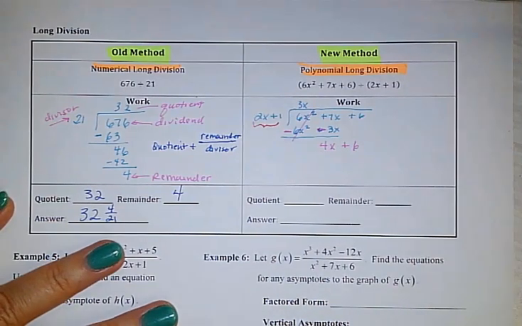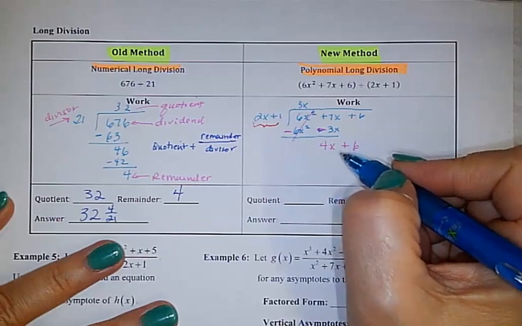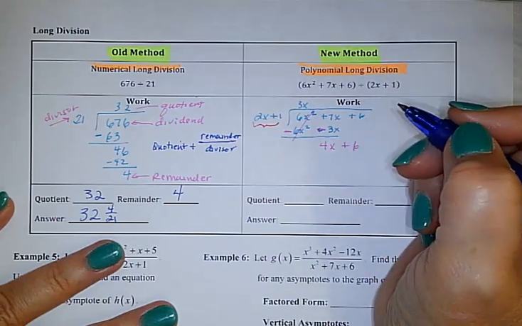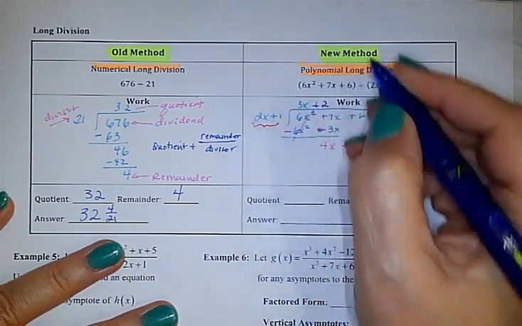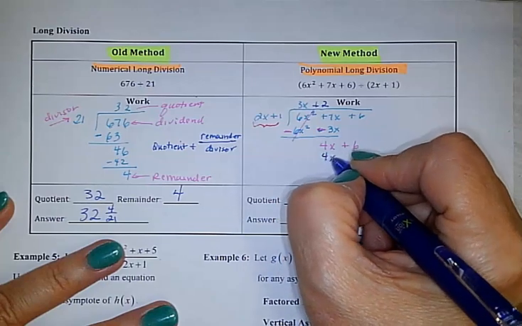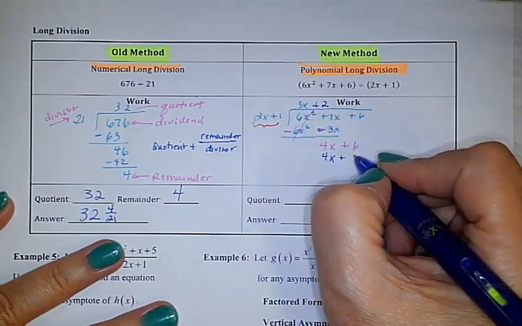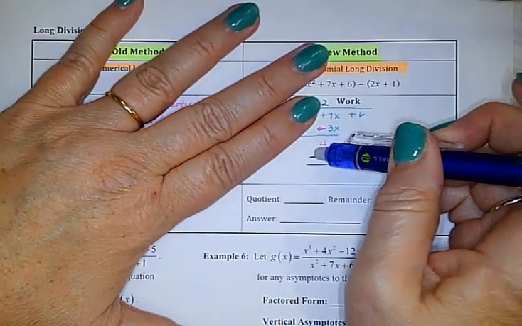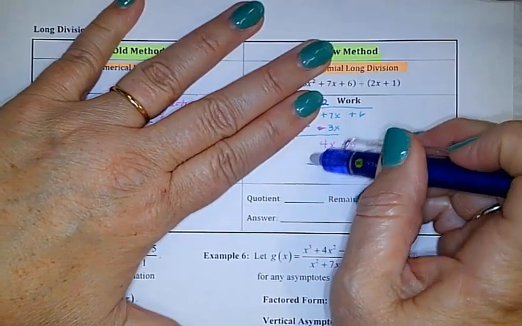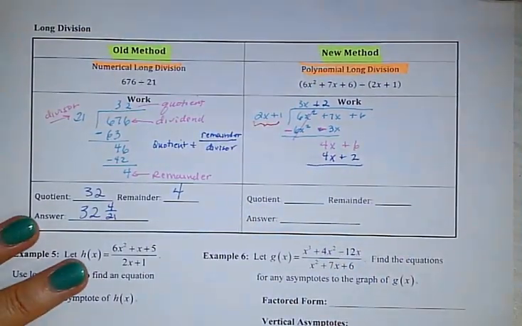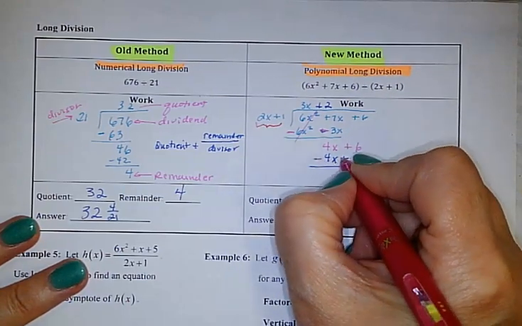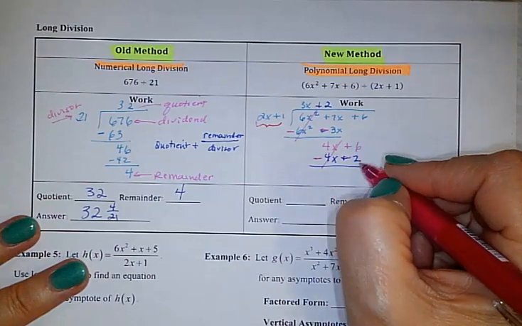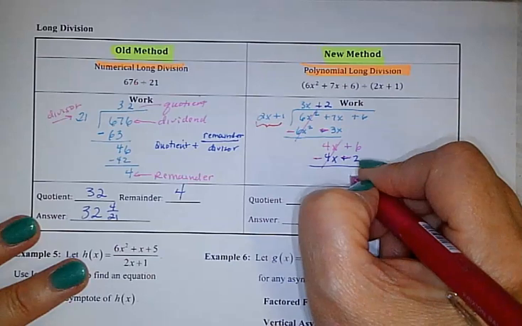So then I do it again. What times 2x gives me 4x? That's going to give me 2. Then I do 2 times 2x, which gives me 4x, and 2 times 1, which gives me 2. When I subtract that row, I have to change all the signs. So let me do that with a color so you can see that a little bit better. We'll do a negative here, and we'll change the sign here. Again, if I did it right, these eliminate. Then I have 6 and a negative 2, which is a remainder of 4.